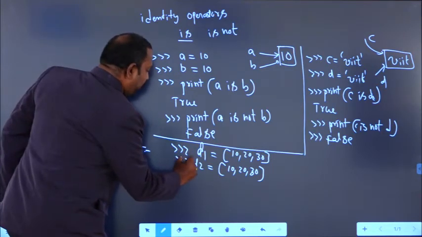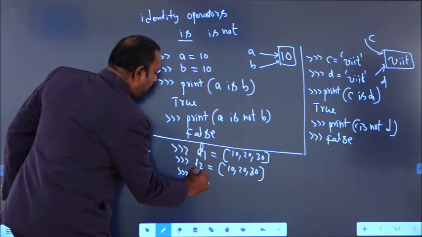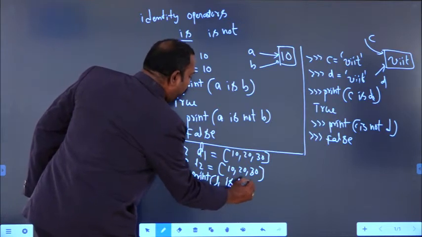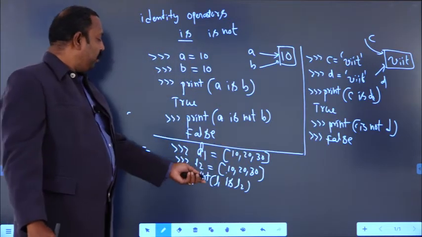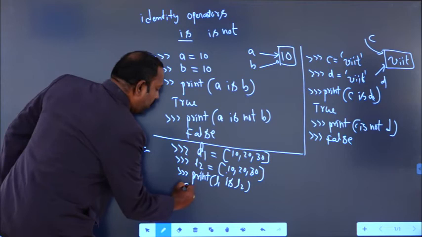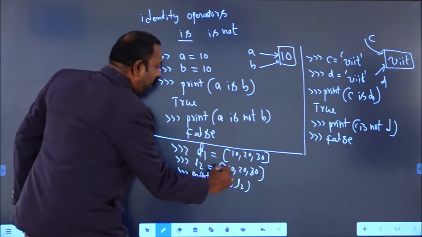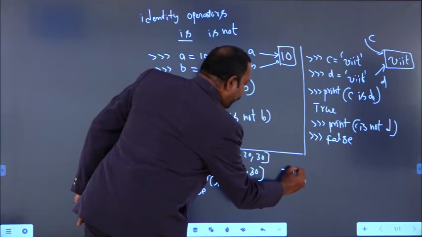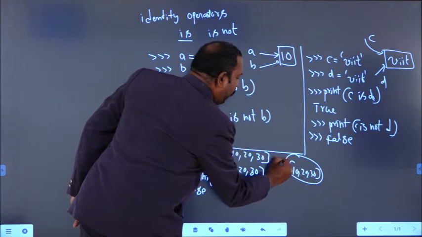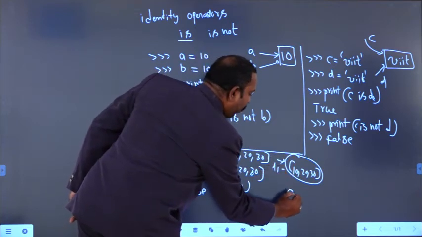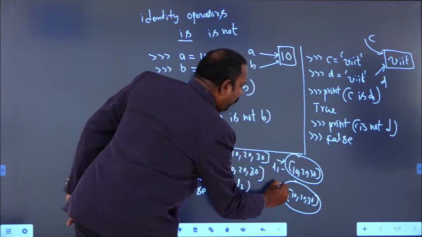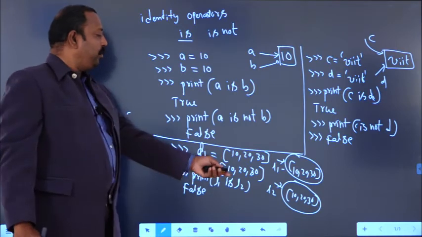Now I will print L1 is L2. What is the output you will get here? The addresses of L1 and L2, equal or not equal? You will get the output false. Both are not equal, because 10, 20, 30 is one location created in memory and L1 is pointing to that location, and another location is created for 10, 20, 30, and L2 is pointing to that particular location. Both are not referring to the same location.